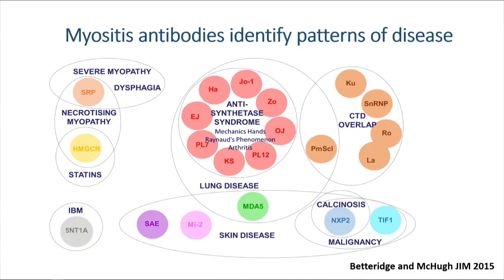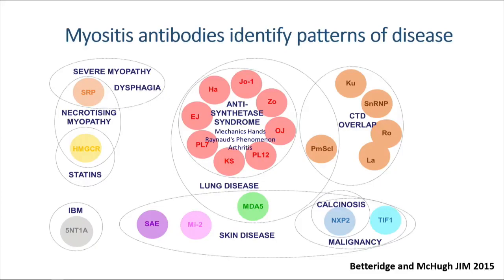And this really is a summary slide. It's been a well-used slide now. We're quite proud, Zoe and myself, that lots of our colleagues show this slide in their presentations, because it's quite a nice summary of how these autoantibodies associate with different subgroups of scleroderma. So I'll spend a little time just going through this.